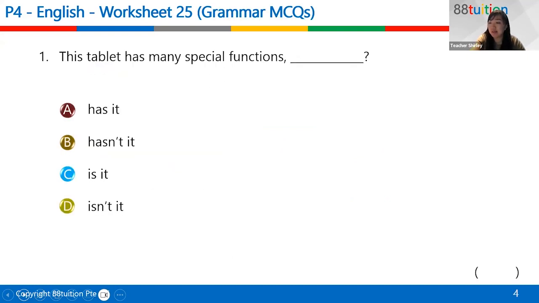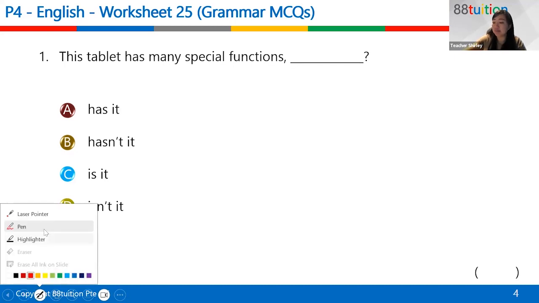Okay. Now, this tablet has many functions, right? So this is called question tag. Okay, when you have a question tag, you need to have opposites. So has many functions. So what's the opposite of has? Anyone? Yes, Jara? Very good. Well done, Jara.